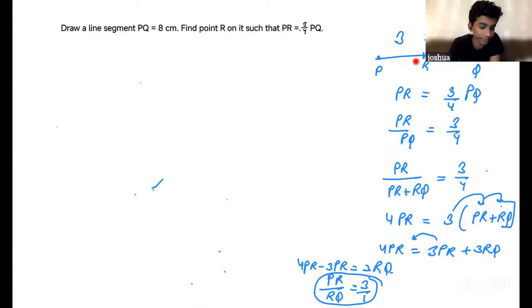Okay. Now we will understand construction of triangle. How to make a triangle. So this is the question.